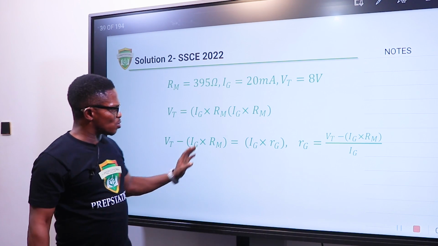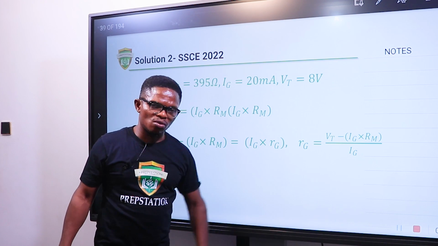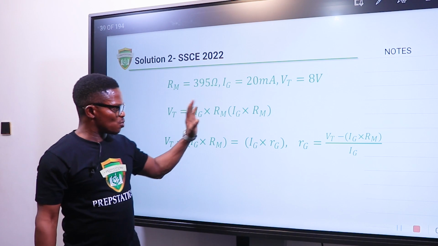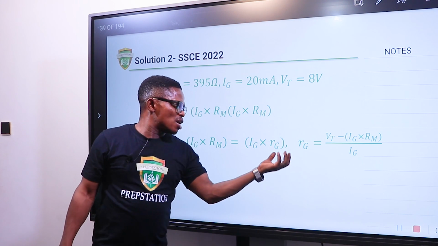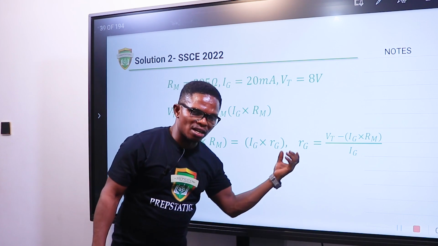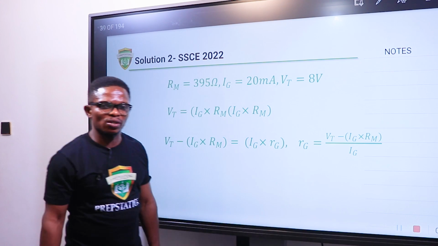By so doing, you'll be able to reduce multiple variables in the equation. So that's what I'm doing here. I have to reduce everything down to the one that is the subject of the formula. So RG is the required quantity. Make it the subject of the formula.